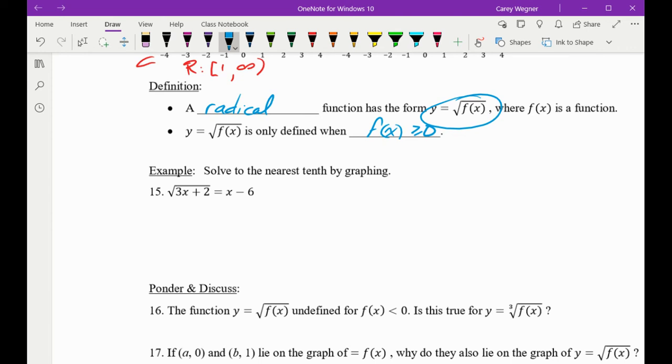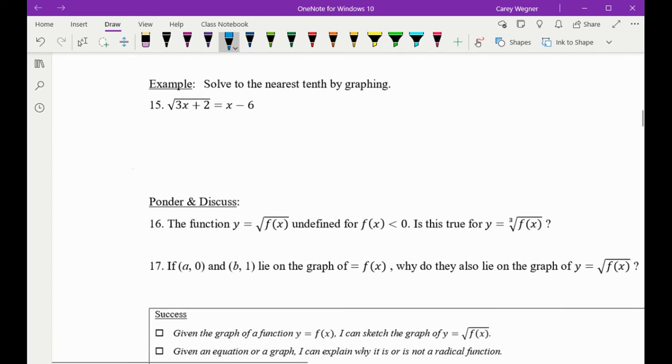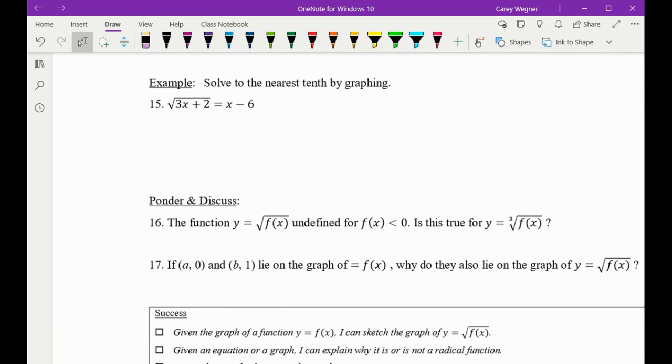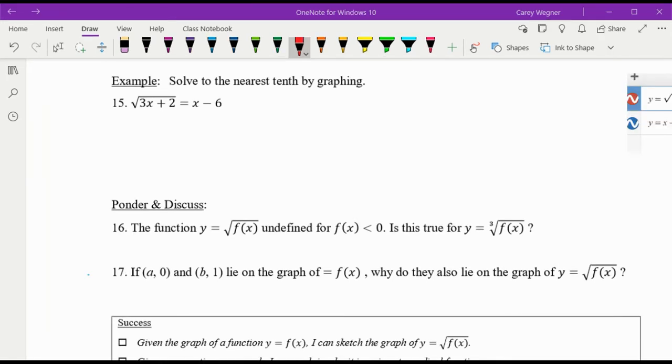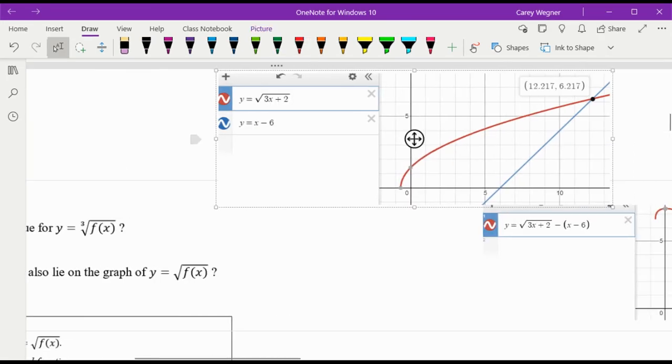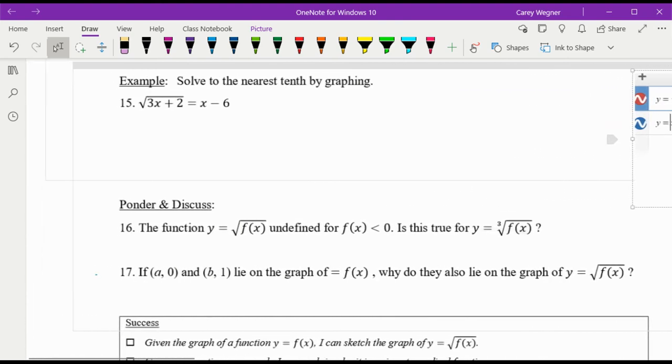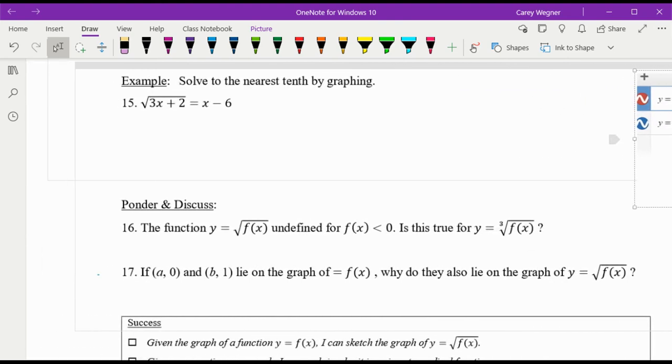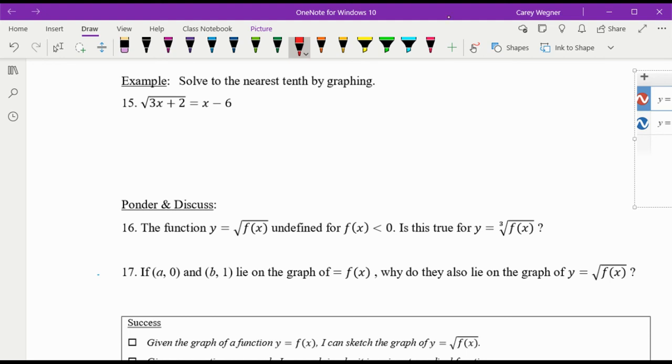All right, now let's shift gears. We want to solve this equation to the nearest tenth by graphing. In question number 15, we are asked to solve this equation by graphing, and we want the solution to the nearest tenth. So there are a couple options that we have here, and you've done this before, but let's just look at it again.